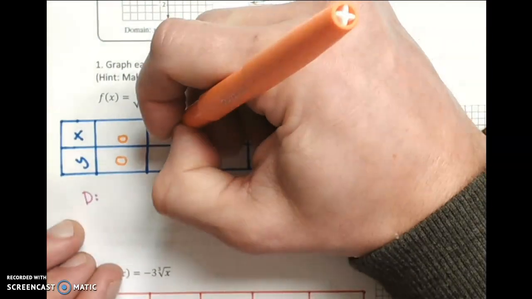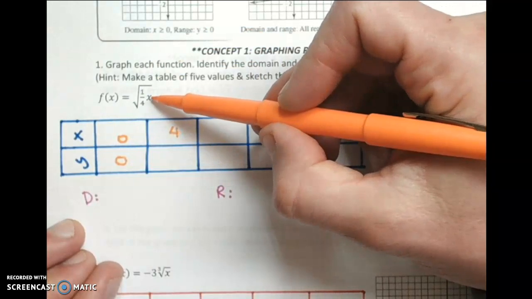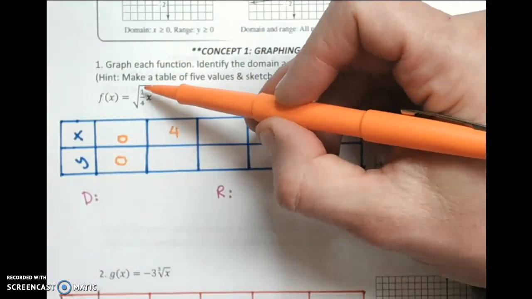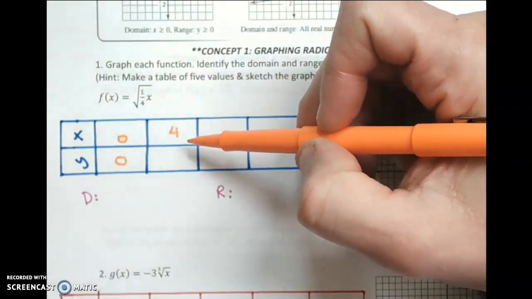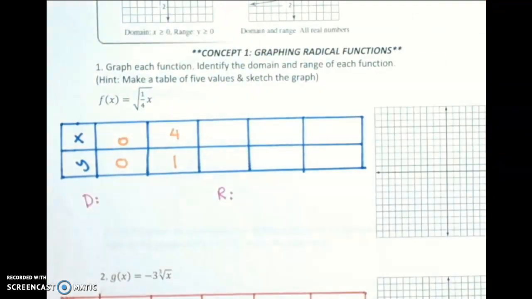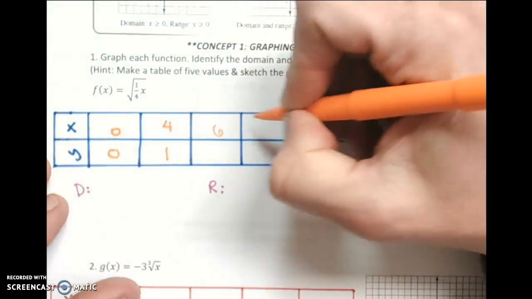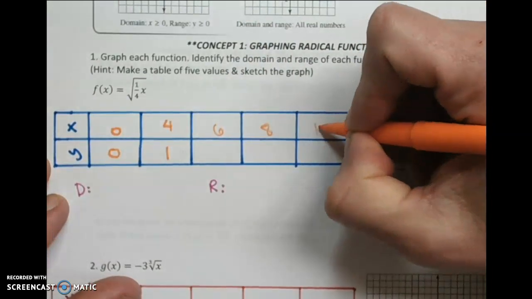So if I put in 4 for x, I get 1/4 times 4, which is 1. And the square root of 1 is 1. And I don't even need to use my calculator, right? But unfortunately, I'm not going to have enough space to put in any others that are going to work. So maybe I'll just do 6, 8, and 12 here.